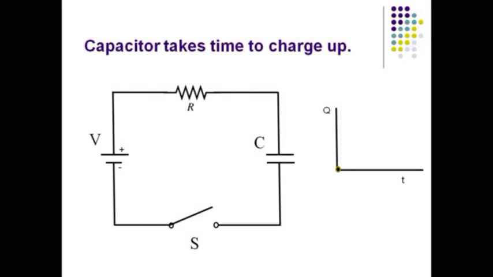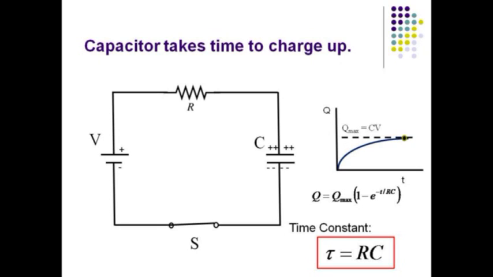When a capacitor is connected to a voltage source through a resistor, it does not charge up instantaneously. Here the capacitor is ready to begin charging as soon as the switch S is closed. Upon closing the switch, the capacitor charges rapidly at first, then eventually approaches its carrying capacity, Q equals C times V.